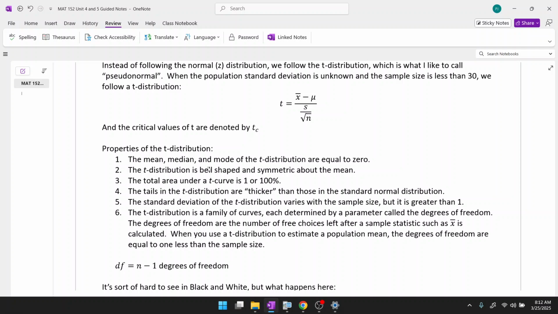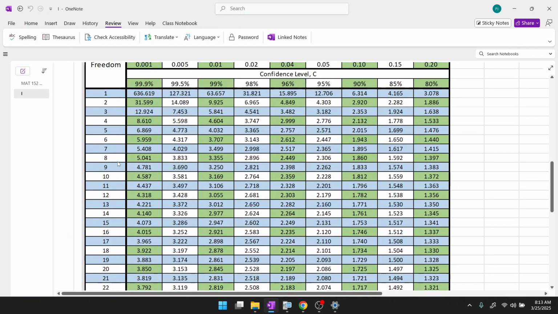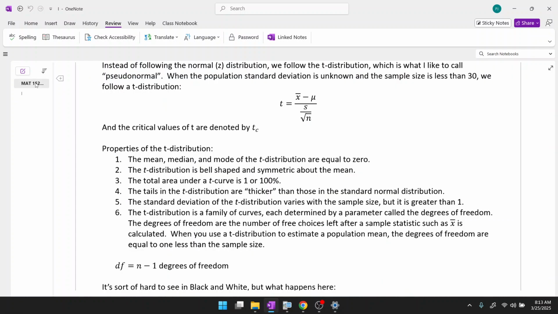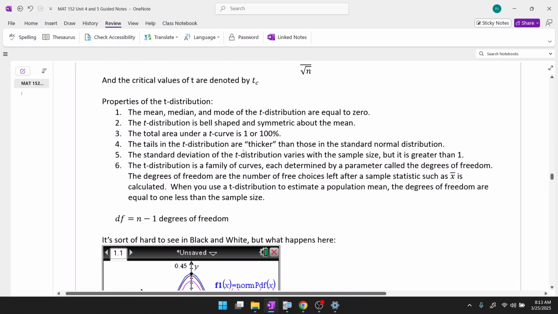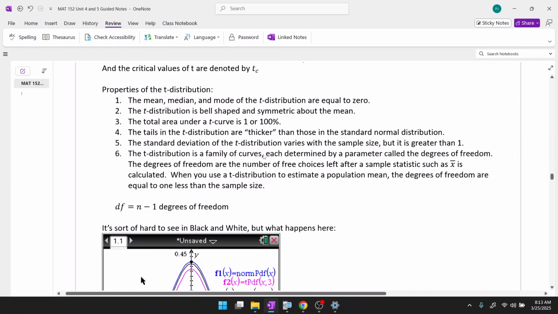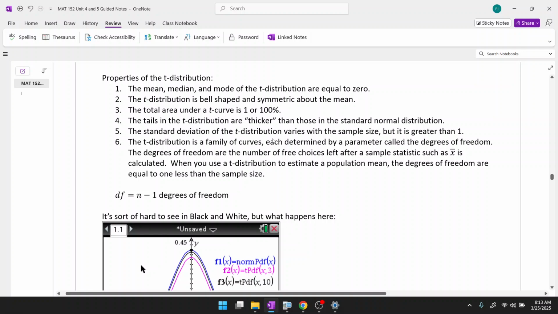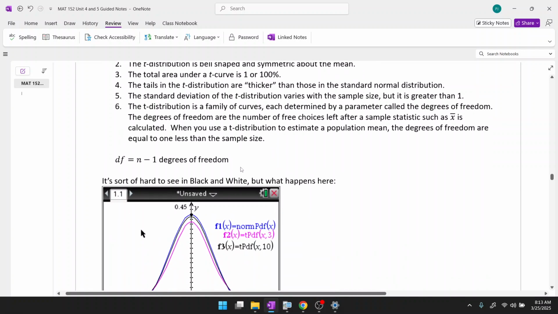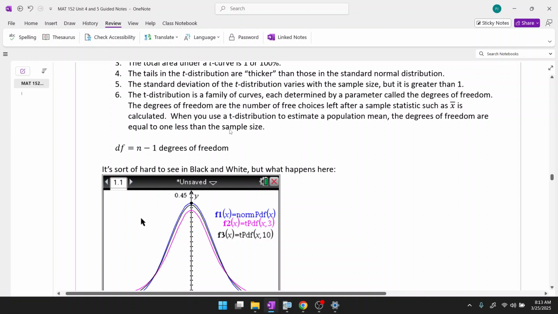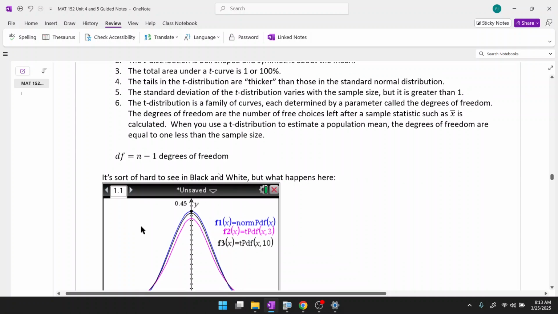So, with that in mind, you can get your critical values when you have degrees of freedom. So we're not going to be looking at large anymore. Now, the mean, median, and mode of the t-distribution are equal to 0. The t-distribution is bell-shaped and symmetric. The total area under the t-curve is 1. Now, the tails in the t-distribution are thicker. So you might be wondering, well, what the heck is this? Well, here, basically, it's a parameter called the degrees of freedom.